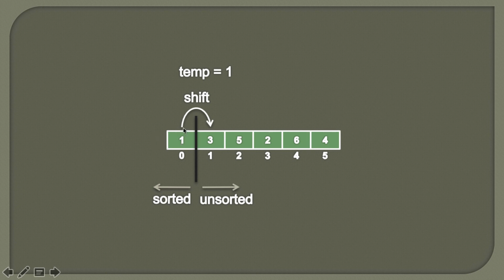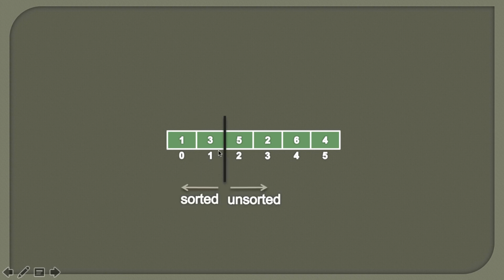So after placing 1 at its correct position, you can see that now our sorted array has 2 elements, 1 and 3, in sorted form. So now we simply pick the first element from the unsorted array. So we simply pick 5. We store it into a temporary variable and we create an empty space here.